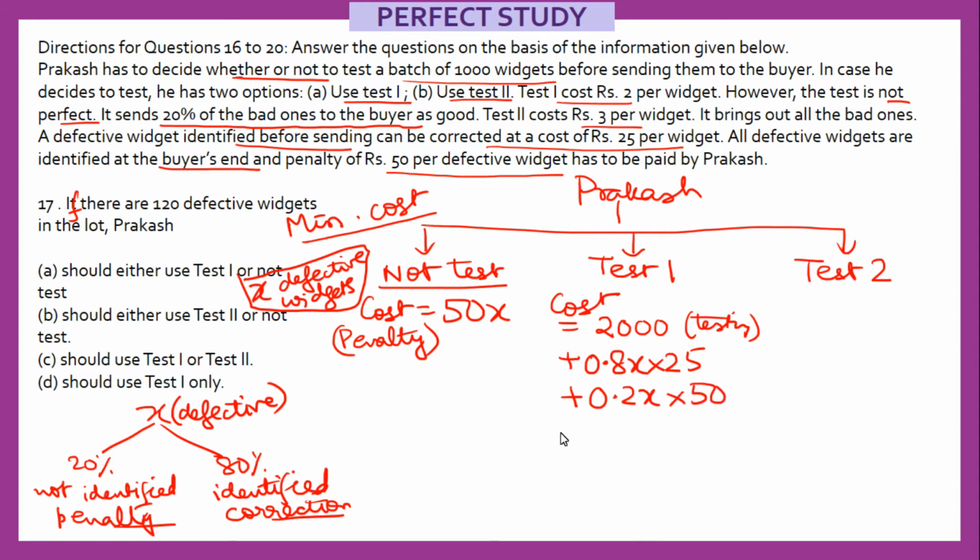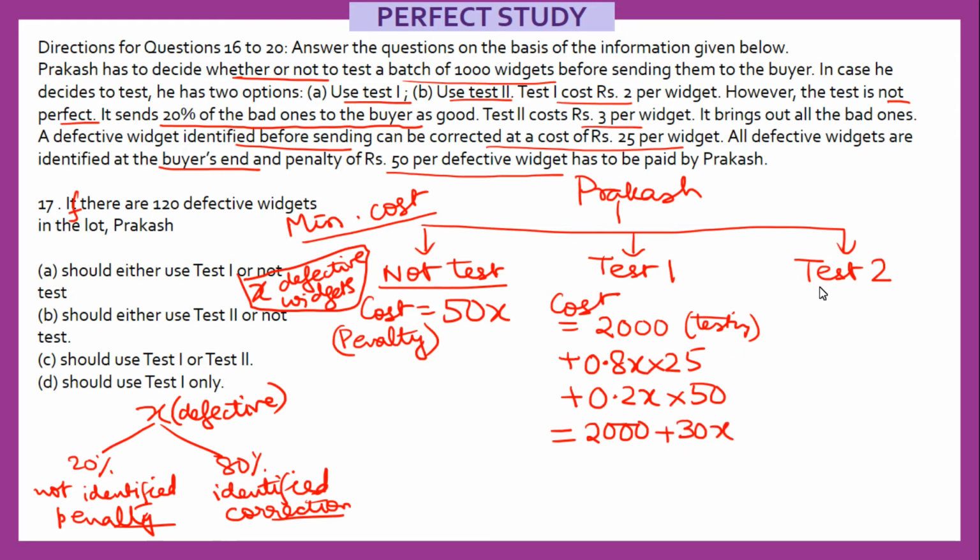That means what is my total correction cost? It is 2000 plus 25 into 0.8x, that is equal to 20x, and this is equal to 10x. 20x plus 10x is equal to 30x. My total cost is 2000 plus 30x.